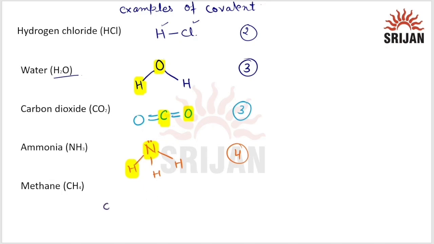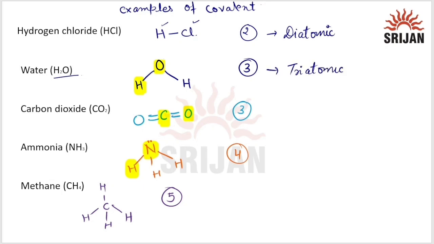CH4, that is methane, contains carbon and hydrogen as its constituent atoms. It contains 5 atoms in total. Therefore, it is pentaatomic. Having 2 atoms is known as diatomic. Having 3 atoms is known as triatomic. Having 4 atoms is known as tetraatomic. Having 5 atoms is known as pentaatomic.